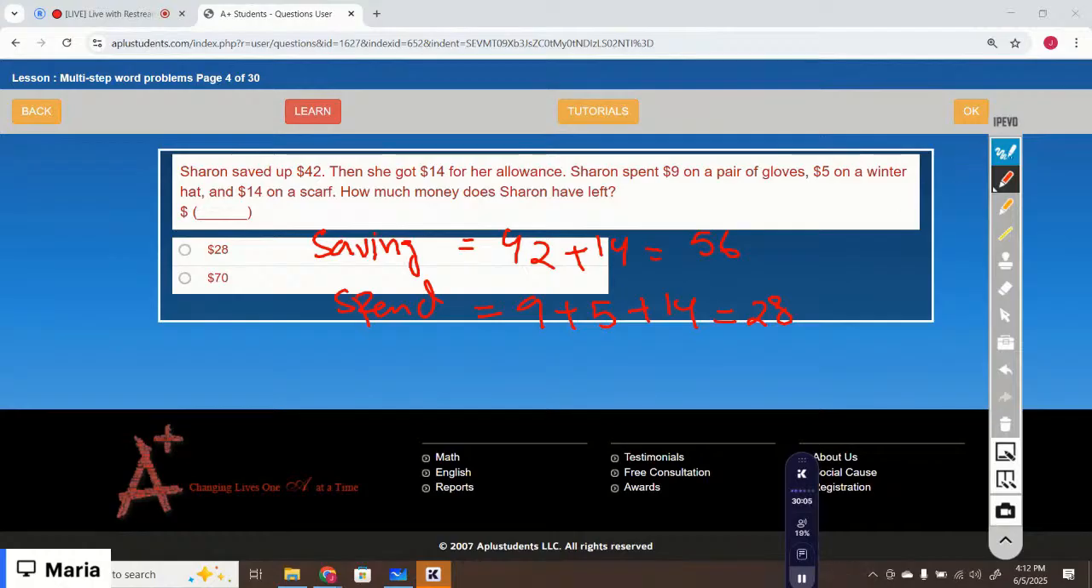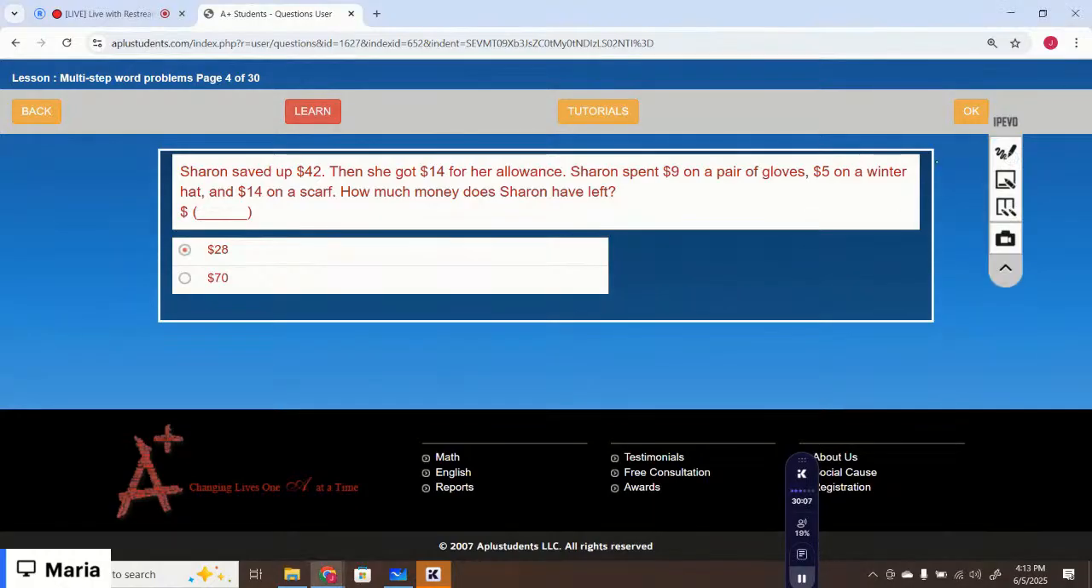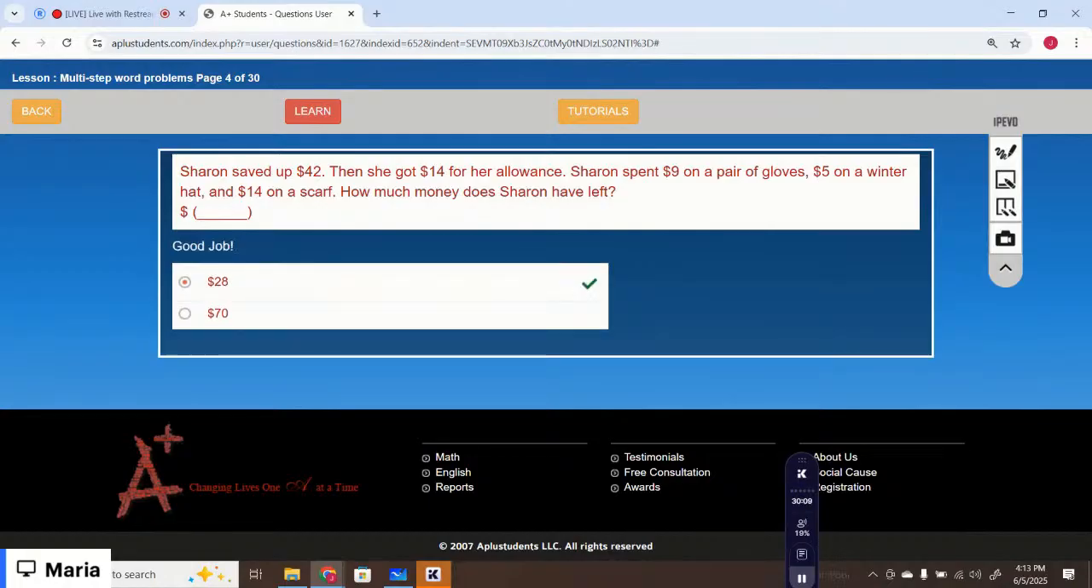Option number one is the correct option. That is $28. Okay, you can complete.